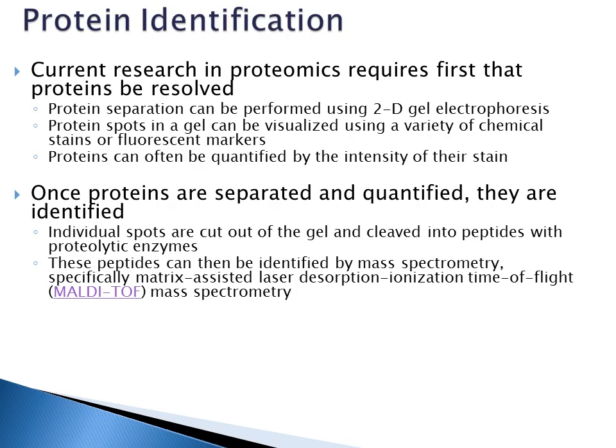Individual protein spots are cut out of the gel and cleaved into peptides with proteolytic enzymes. The peptides are then identified by mass spectrometry. Usually MALDI-TOF, or matrix-assisted laser desorption ionization time of flight mass spec, is used. In this procedure, a peptide is placed on a matrix, which causes the peptide to form crystals.